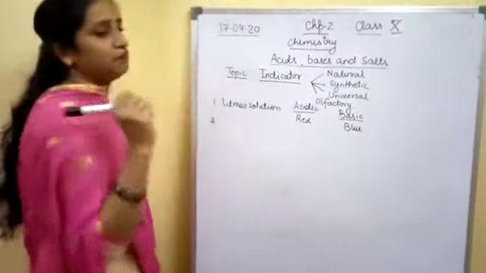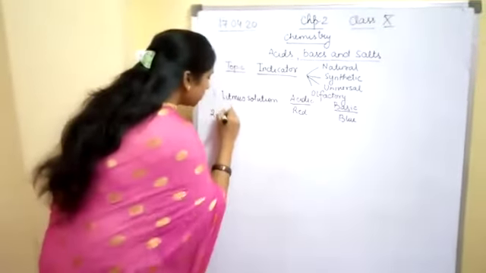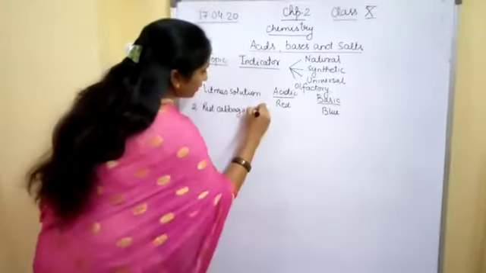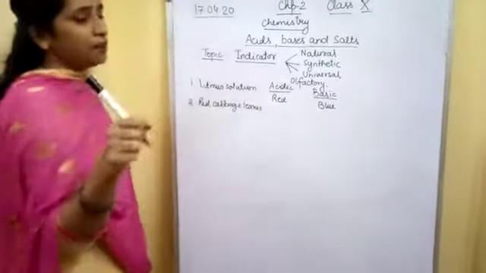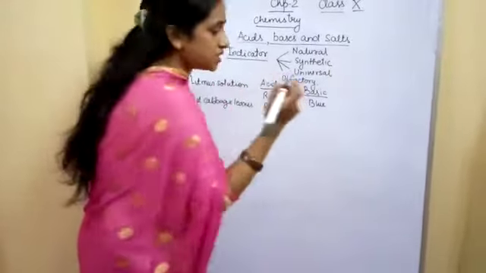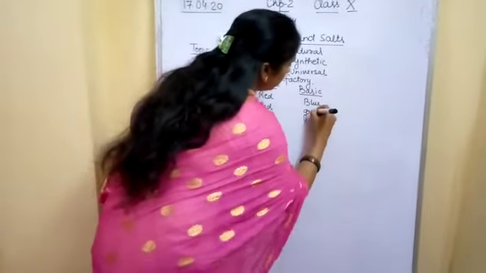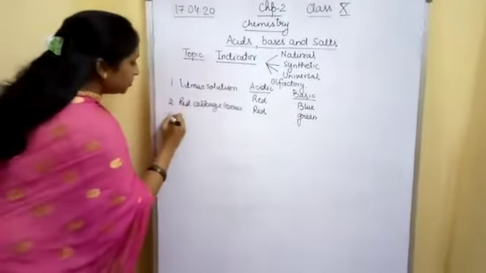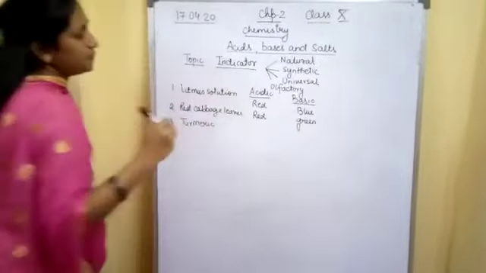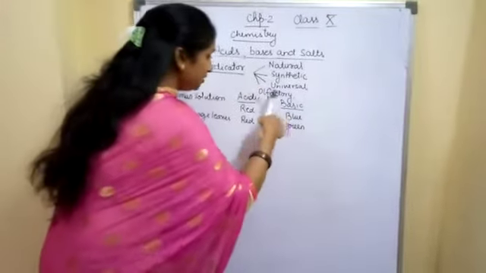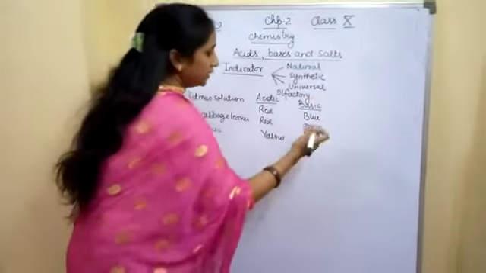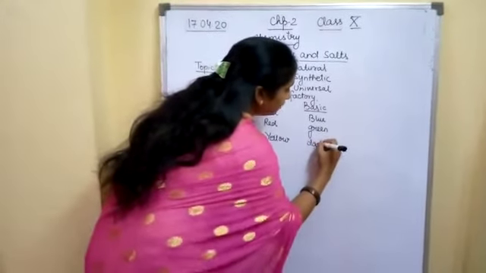The second example we can take is red cabbage leaves. These red cabbage leaves, in acidic solution they give red color and in basic solution they give green color. The third example can be turmeric, that is the haldi. Turmeric in acidic solution is yellow in color, but once it comes to basic or alkaline solution it turns dark brown.